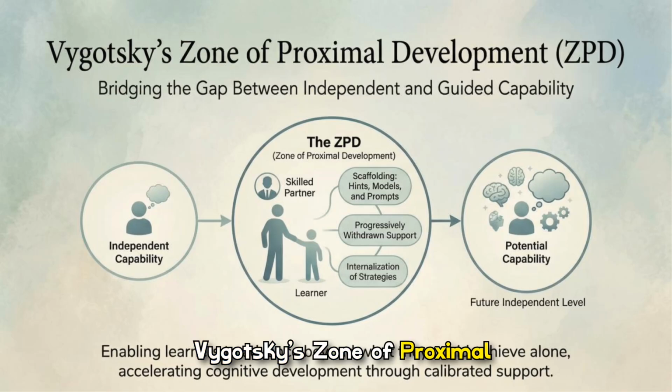Vygotsky's zone of proximal development illustrates how learners move from independent capability to future potential with calibrated support. A skilled partner offers scaffolding, models, prompts, and gradually withdraws assistance as strategies become internalized, enabling students to perform beyond what they could do alone and accelerating cognitive growth through guided apprenticeship.